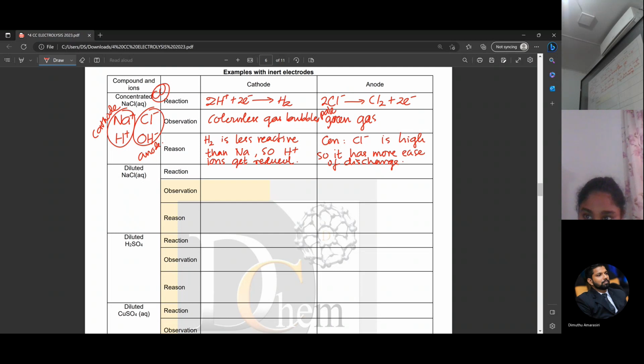Zinc can be cathode, iodine can be anode. Because zinc iodine is one pattern anode. You get my point?